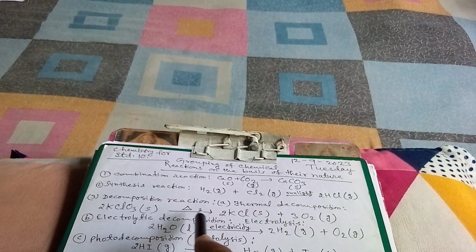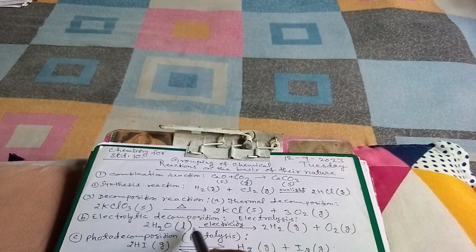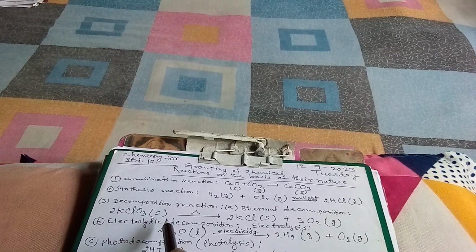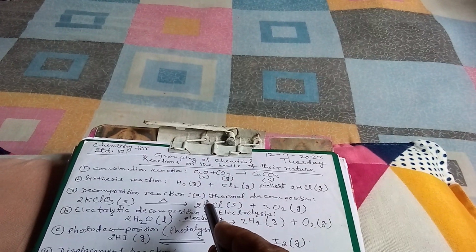Third is decomposition reaction. It has three types, in which one compound decomposes, breaks, or splits into two different substances due to some external factor. First is thermal decomposition. Here, potassium chlorate, which is a solid, when it is heated, splits into two different substances. First is potassium chloride, which is a solid, and second, oxygen gas.